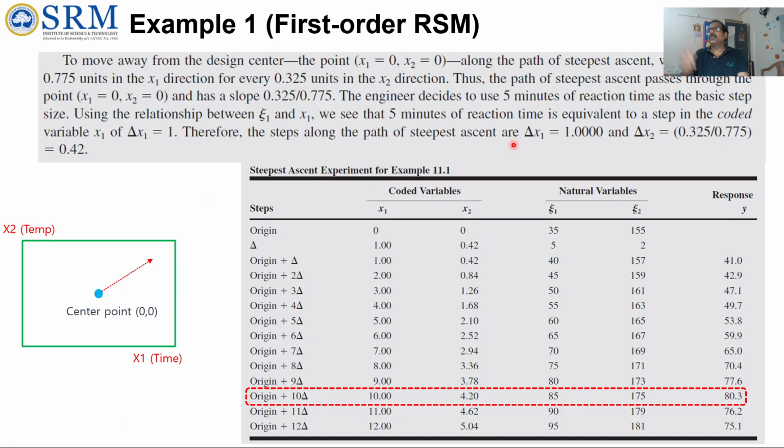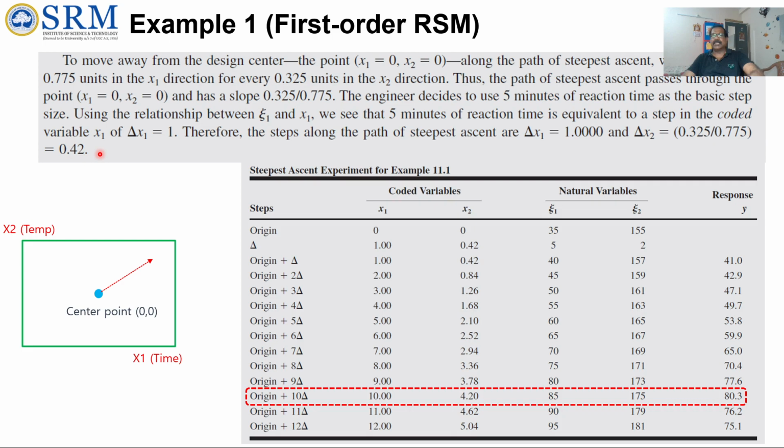By doing this, now delta x1 equals 1. The step size for x1 is 1. Delta x2 will be determined by the relationship with the slope. If we calculate the relationship, we have 0.42. So for x1 we have 1, and for x2 we have 0.42.